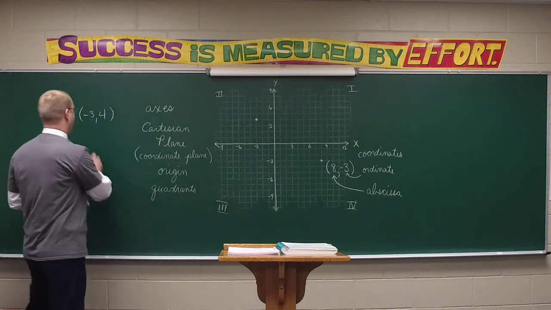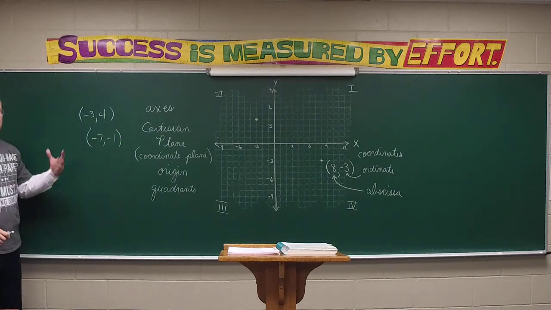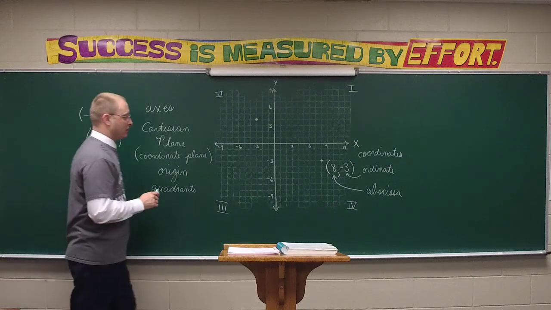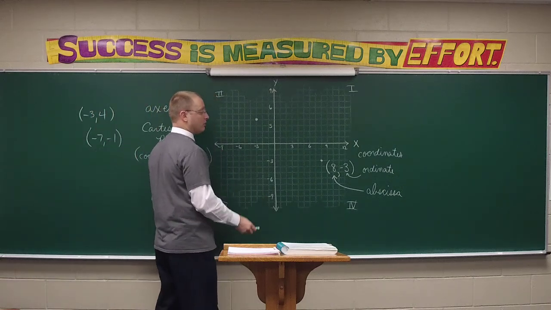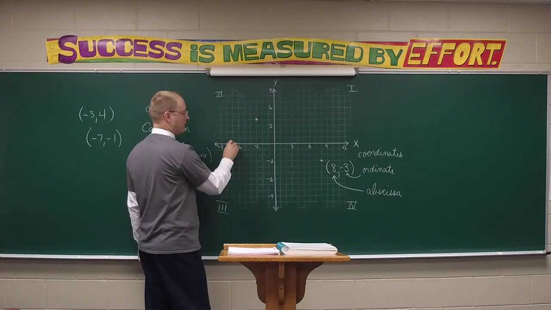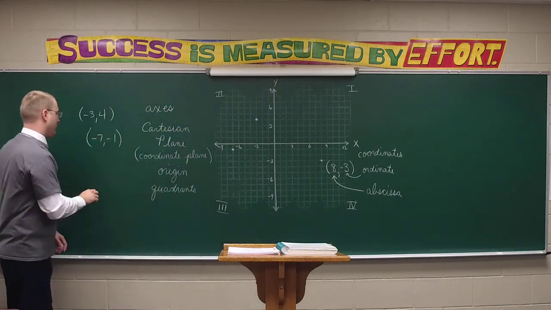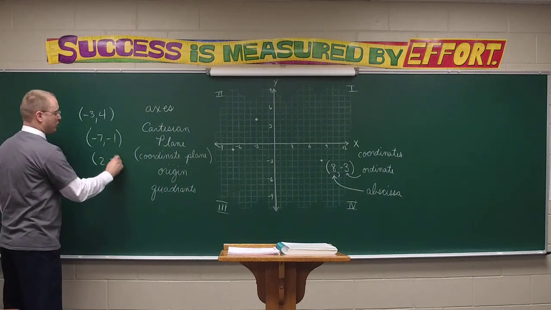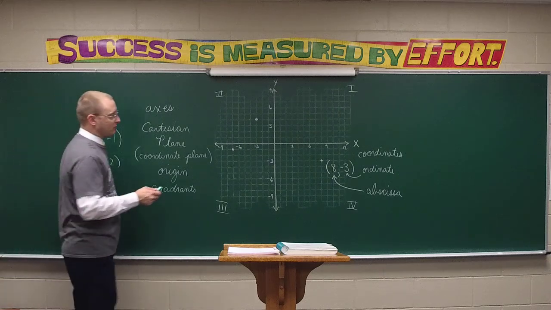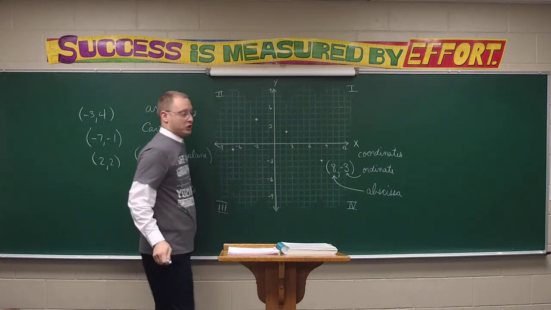If I had the point (-7, -1), how would I plot that point? How would I find that location, Michael? Go left 7 and down 1. Starting at the origin. Good. So you said go left 7 and then down 1. There we go. And there it is in the third quadrant, (-7, -1). If I had the point (2, 2), how would I locate that point, Maddie? Go to the right 2 and up 2, starting with the origin. There it is in the first quadrant.